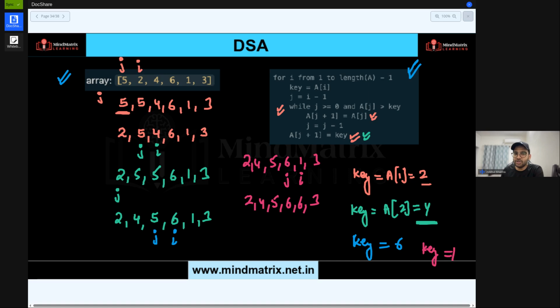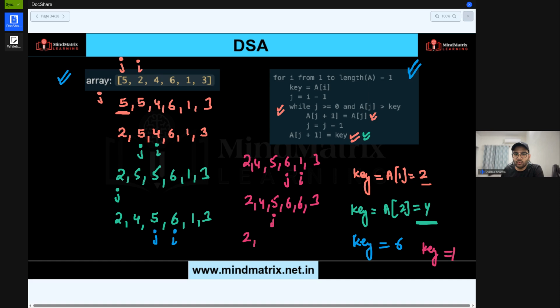And you decrement j. J is now present over here. Again, you will compare. J is greater than or equal to 0. Yes. A of j, that is 5. 5 is greater than 1. Yes. Again, shift 5 also. You simply store 5 here.